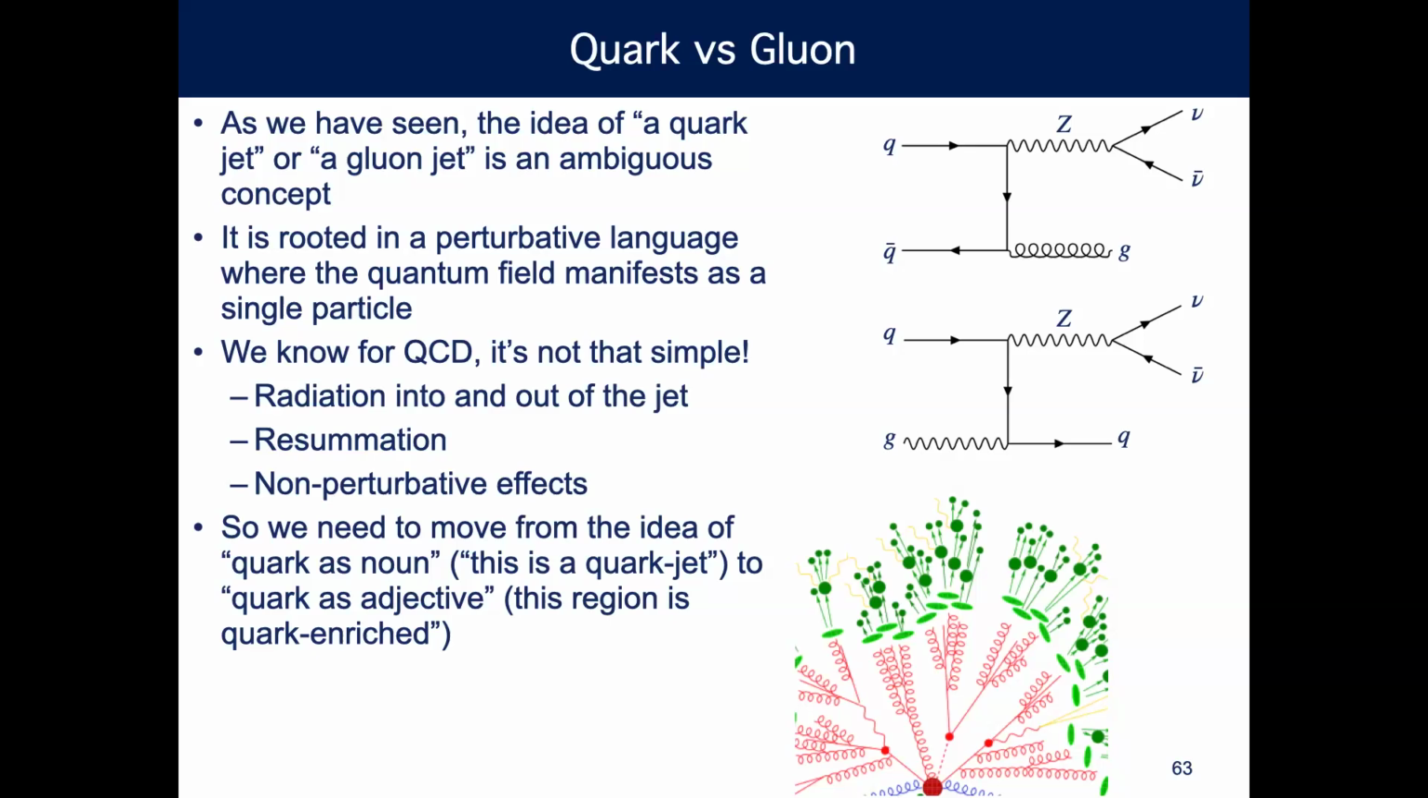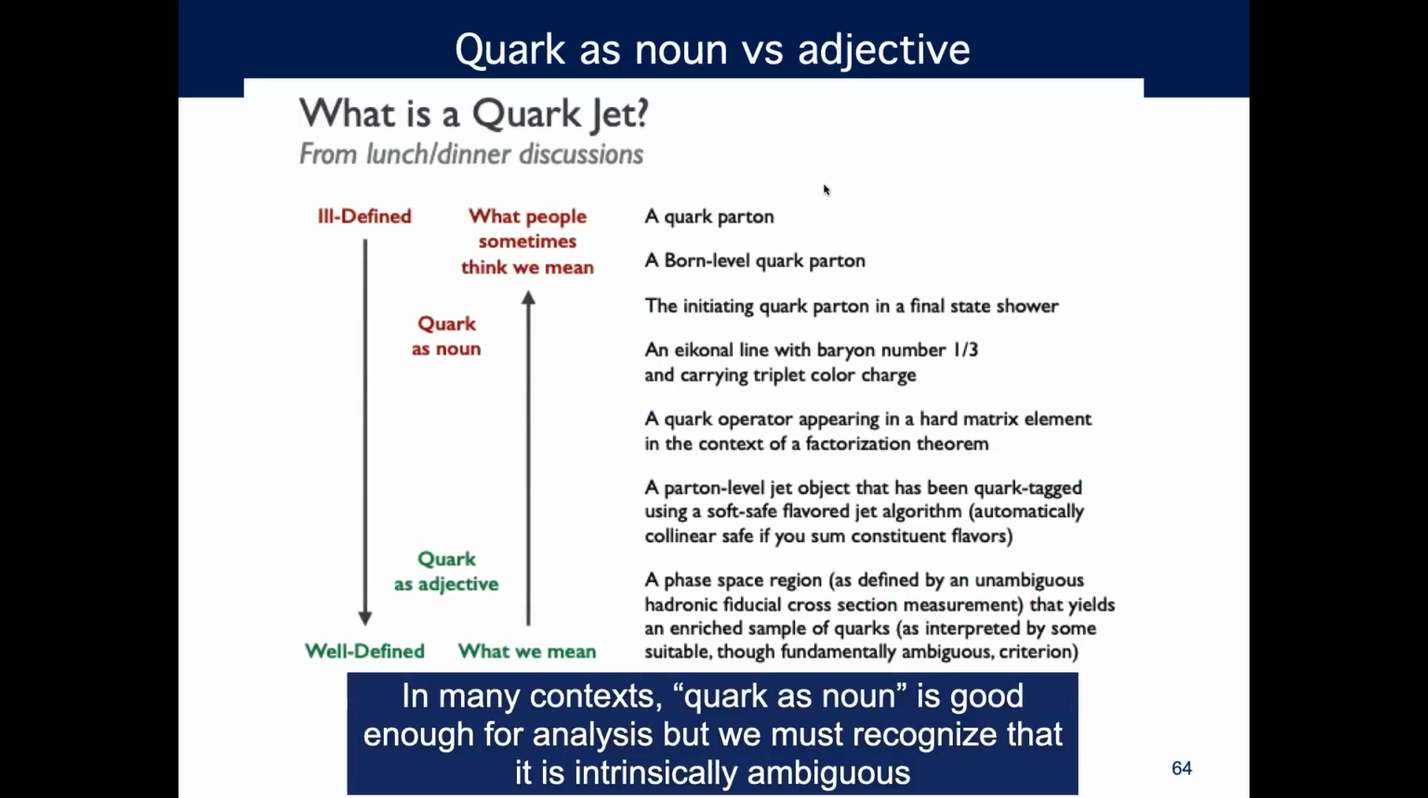What we can say is that we're moving from the idea of a quark as a noun to a quark as an adjective. So "this is a quark jet" versus "this region is quark enriched" are different statements. The first one is wrong. The second one is correct. Something that is enriched in quarks would be that if you're selecting more like this versus this. So what you really need to do is have event selections that are quark or gluon enriched. So there's a whole lot of context of what this actually means.